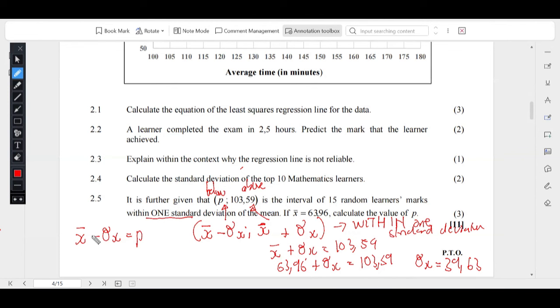So the value of P will be obtained by saying our X bar again is 63.96, but then we already have the standard deviation, it's 39.63, and that will be equal to P. Now you just simply grab your calculator and say 63.96 minus 36.63, and then you get your value of P. Therefore, your value of P is going to be 27.33. Right. So that's how we have it.